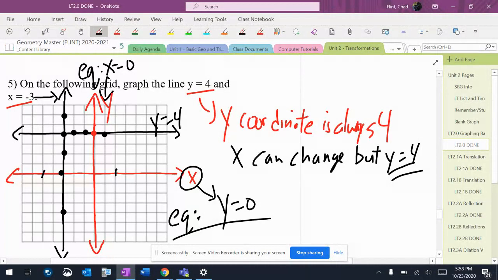All right. These lines are the most missed thing in the entire unit. It's not even close. Everybody plots these lines wrong. Don't be those people.